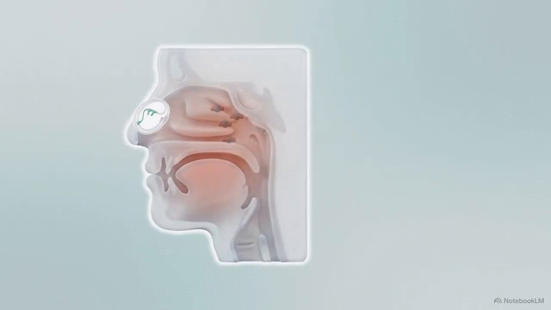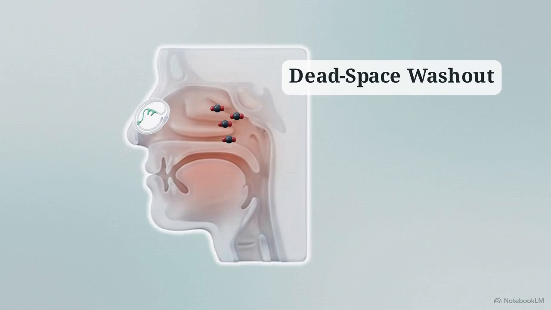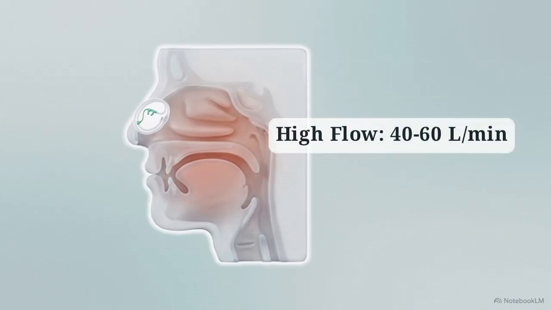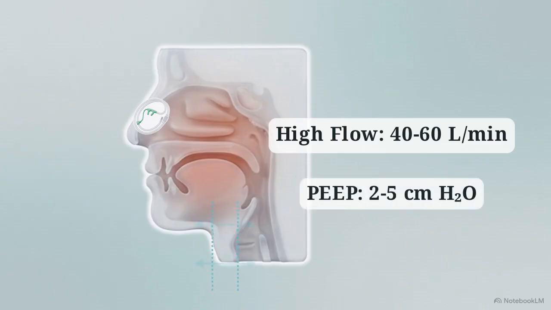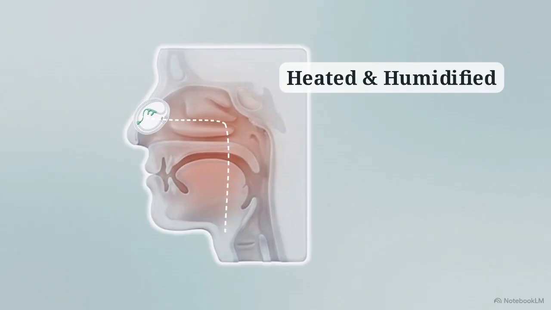First, it flushes stagnant dead space out of the upper airway, ensuring every breath drawn is rich in fresh oxygen. Second, it delivers 40 to 60 liters of flow per minute, easily meeting the patient's peak inspiratory demand. Finally, that constant flow provides 2 to 5 centimeters of continuous positive airway pressure, or PEEP, splinting the airways open. And because the air is heated and humidified, the patient remains comfortable enough to talk and eat.